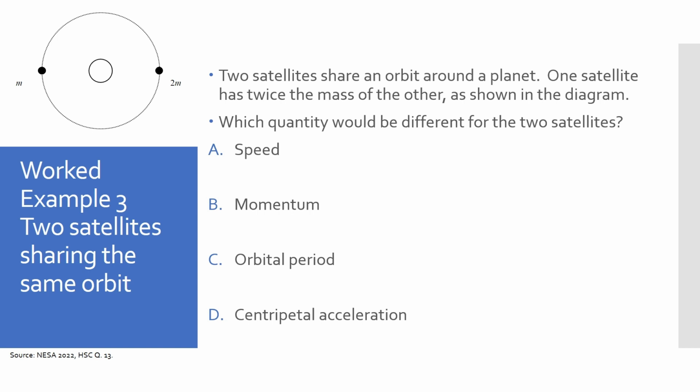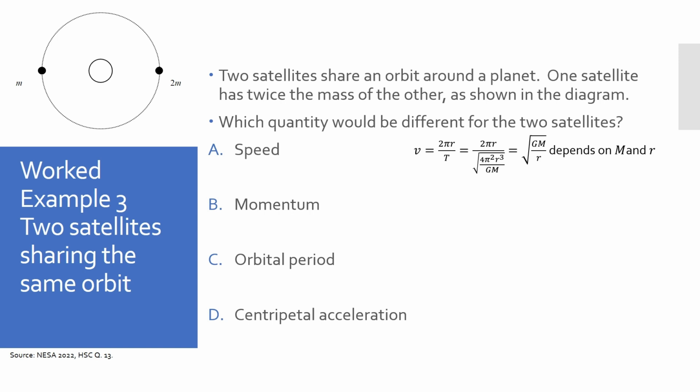If we start with A, the speed, and think about just circular motion, v equals 2 pi r on T, which is the same as 2 pi r on, replacing T with the square root of 4 pi squared r cubed on GM. That's rearranged from the formula sheet. Simplifying, it equals the square root of GM on r. So it depends only on big M, the mass of the planet, and r, the orbital radius. So if we're changing the mass of the satellite from m to 2m, it has no effect on the speed.